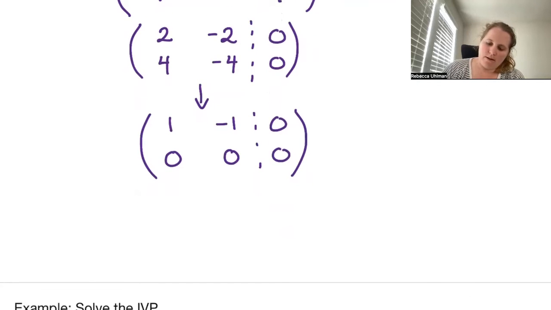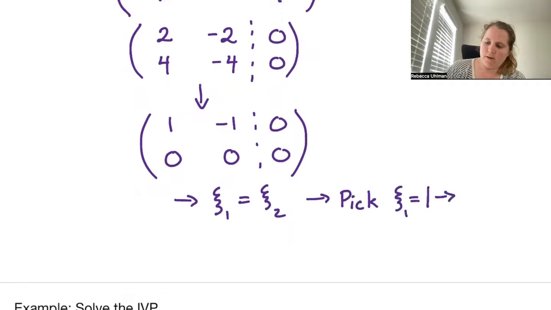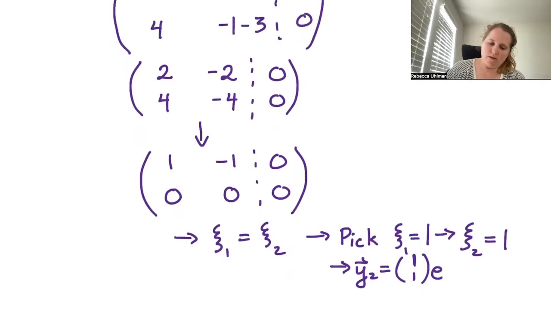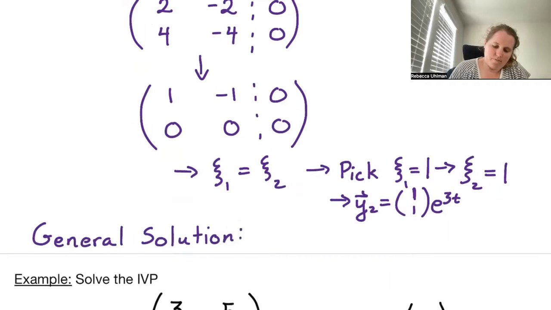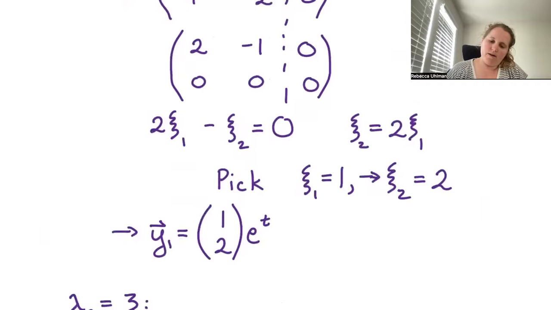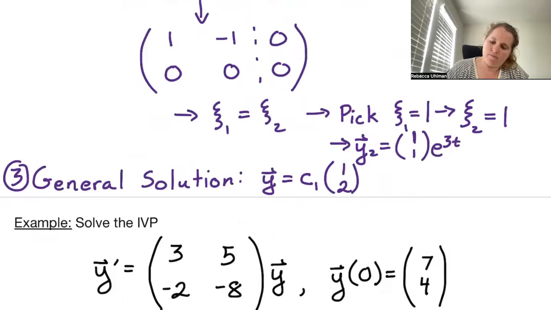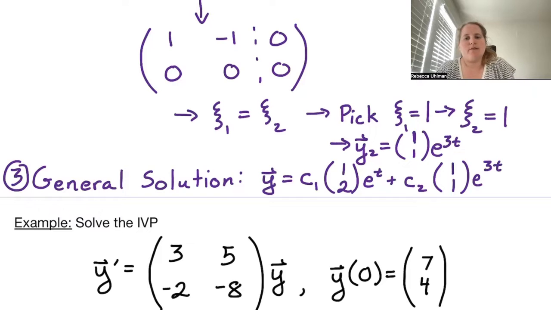This tells us that xi1 and xi2 are equal to each other. So we'll just pick xi1 to be 1, and xi2 is also 1. So this gives us that our y2 would be the vector 1, 1 times e to the 3t. And we have general solution y is equal to c1 times 1, 2 e to the t plus c2 times 1, 1 e to the 3t. So this is how we can go about finding our general solution.